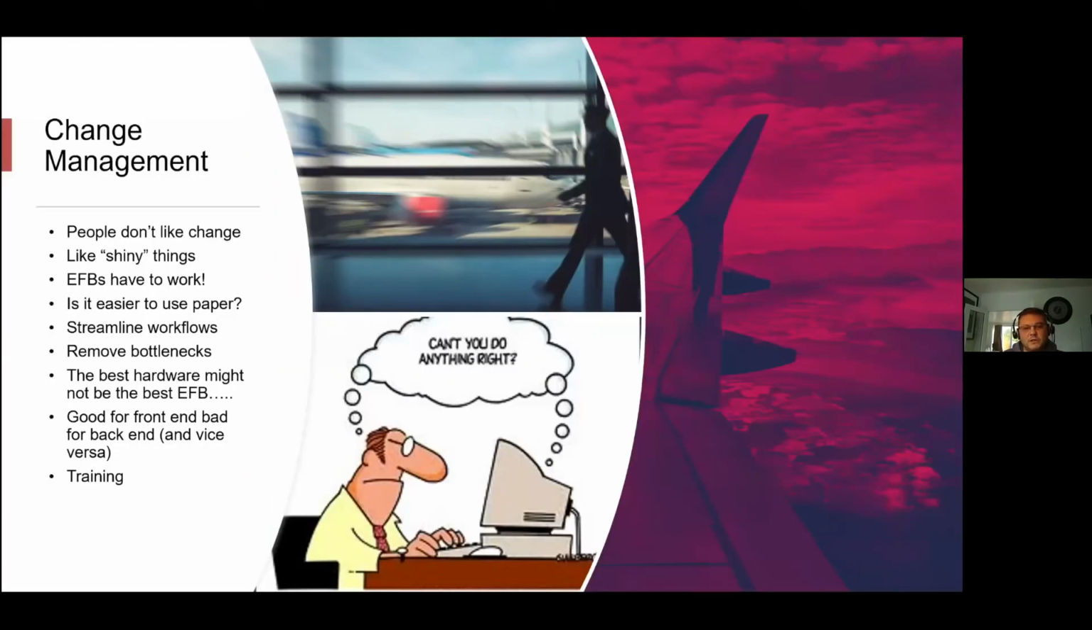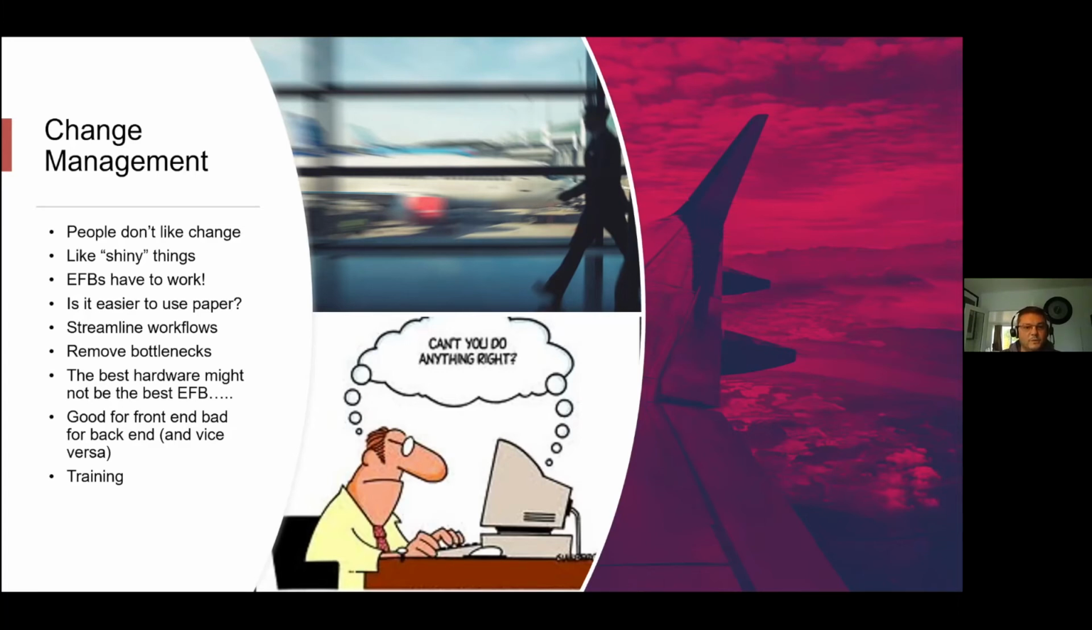Change management. This is something that's very important that I've experienced. Generally, people don't like change, so we need to be able to adapt to new things, and we need to be able to work with people when bringing in change. You've got the old 80-20 rule, where 80% of people will embrace it, but 20% won't. We generally like shiny things, so we like the best things. We like things to work. We like things to look well, and therefore EFBs have to work.